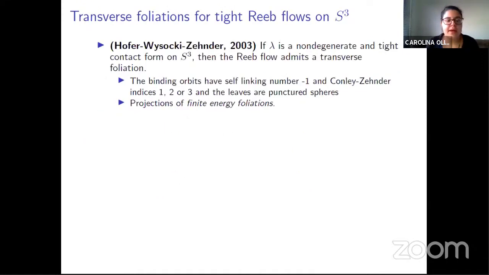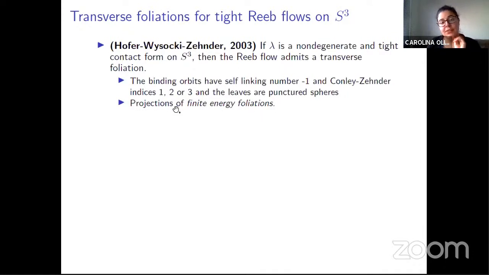So let me recall some previous results on the existence of transverse foliation. I think the first result on the existence of these objects for Reeb flows on S3 was a theorem of Hofer, Wysocki, and Zehnder. They proved that any tight contact form on S3 admits a transverse foliation if lambda is non-degenerate, right?